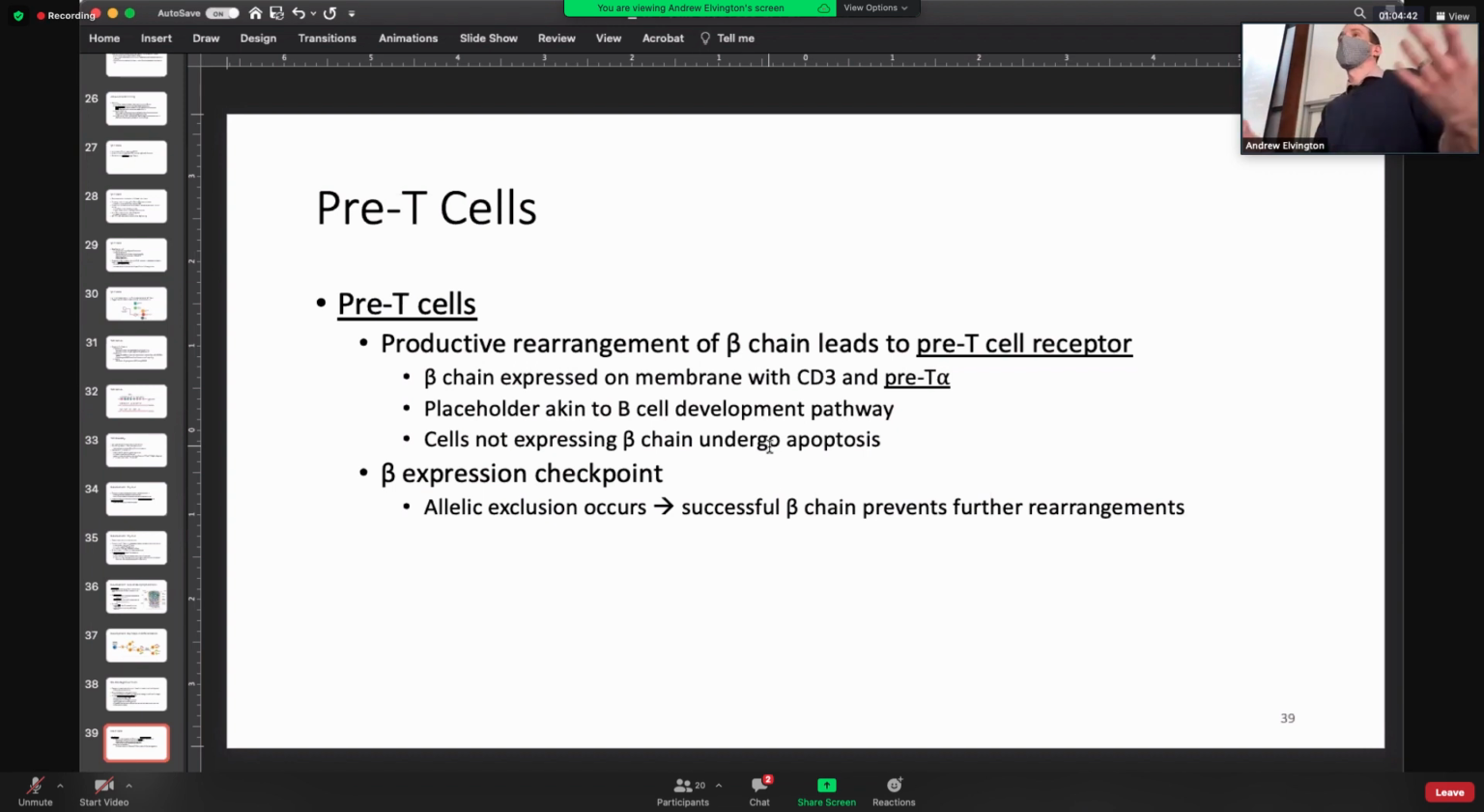Yeah, it'll undergo apoptosis. So by expressing this pre-T cell receptor, you have a checkpoint. Are we on the right path? Like, is this going to be valuable before we waste all of our time? Much like the pre-B cell receptor, when you express the beta chain in these pre-T cells, it gets paired together with a placeholder molecule called a pre-T alpha and CD3.